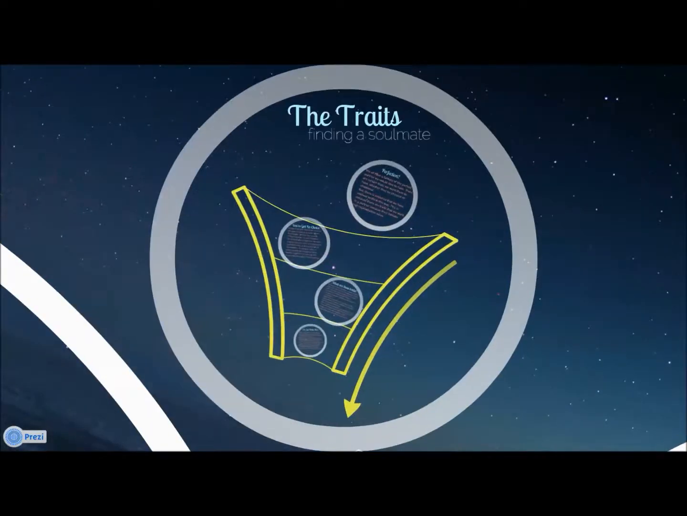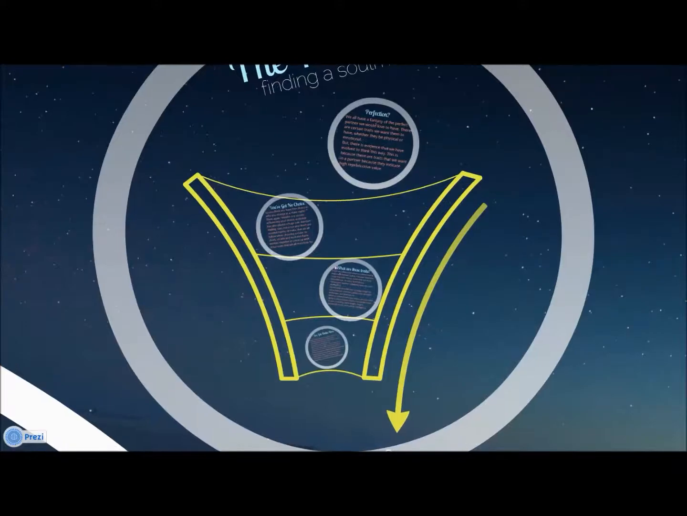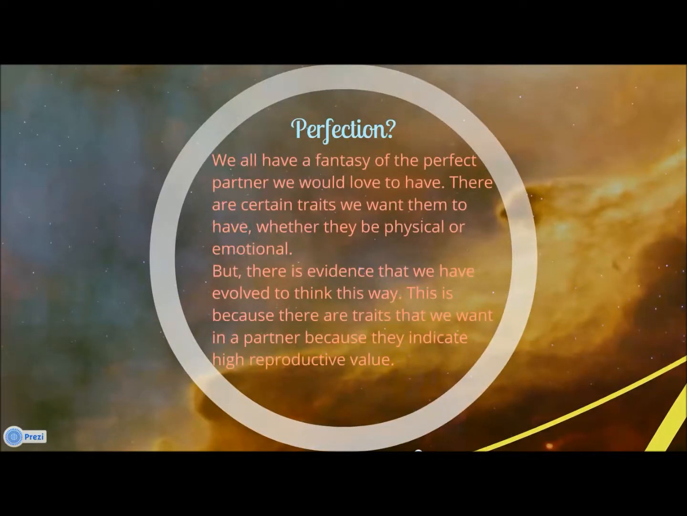So what are these traits? We all have a fantasy of the perfect partner we would love to have. There are certain traits we want them to have, whether they be physical or emotional. But there is evidence that we have evolved to think this way. This is because there are traits that we want in a partner because they indicate high reproductive value.